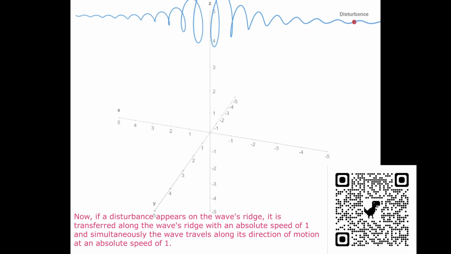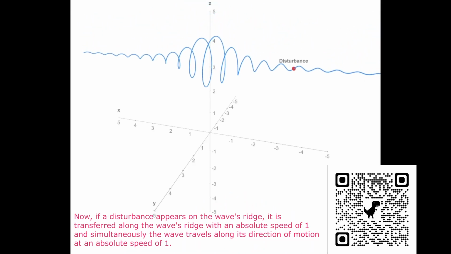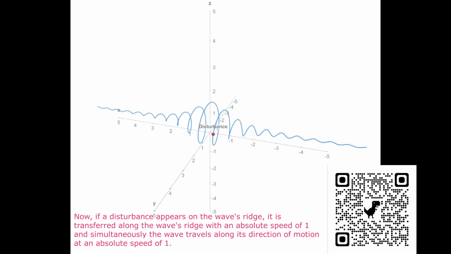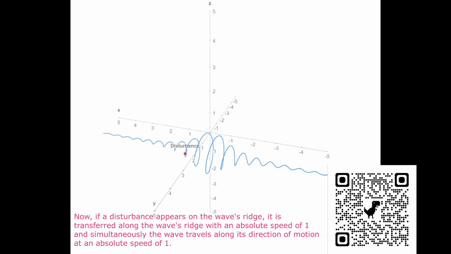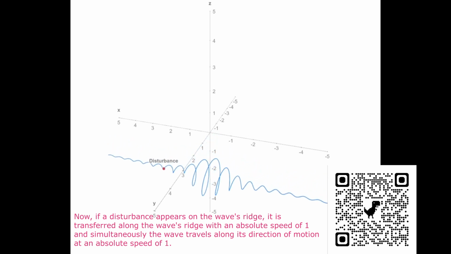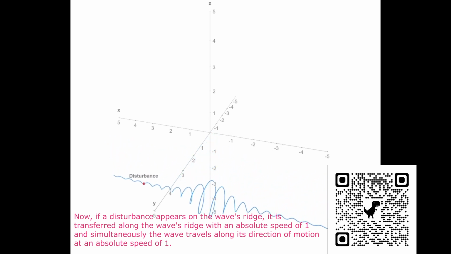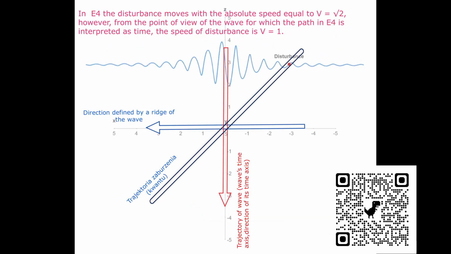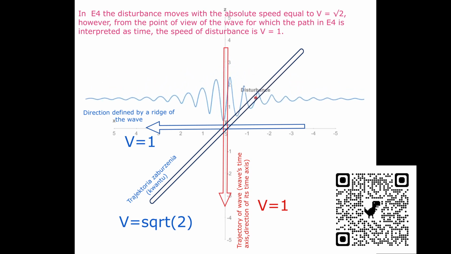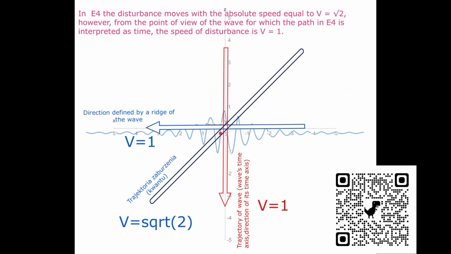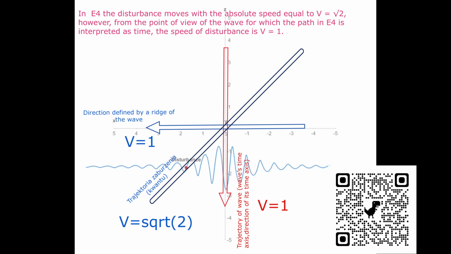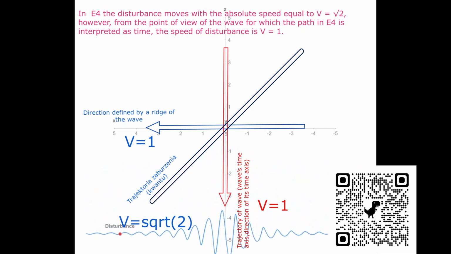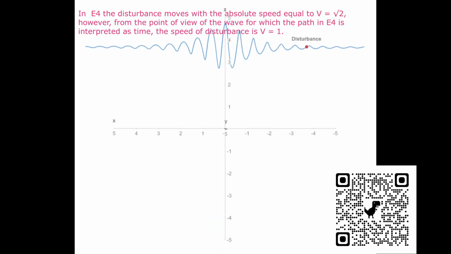Please come soon. Now, if a disturbance appears on the wave's ridge, it is transferred along the wave's reach with an absolute speed of 1, and simultaneously the wave travels along its direction of motion at an absolute speed of 1. In E4, the disturbance moves with the absolute speed equal to square root of 2. However, from the point of view of the wave, for which the path in E4 is interpreted as time, the speed of disturbance is equal to 1.